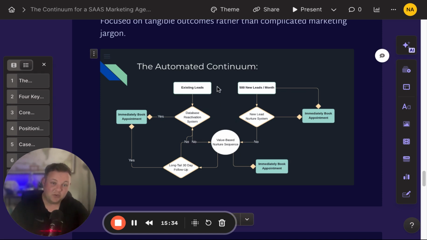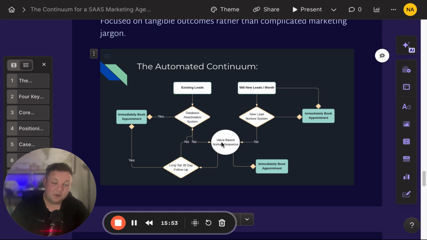You've got your existing leads on top, so that's their lead lists. You've got your new leads here. We did an example of 500 leads per month. Some of those leads would book a call in instantly. Some of those leads would not. They go into the new lead nurture system. Some of them would then book in a call.